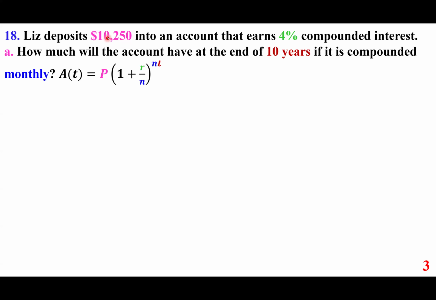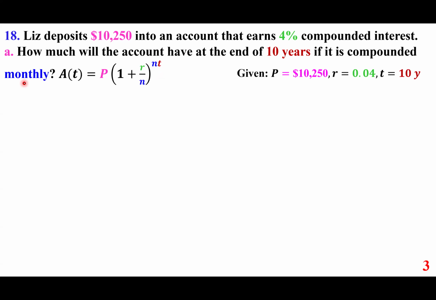So this is the amount, P is the principal. R is the rate, in this case, 4%. T is the time, in this case, 10 years. So what is n? N is the number of compounding per year. If it's annual, it's 1. If it's monthly, it's 12.